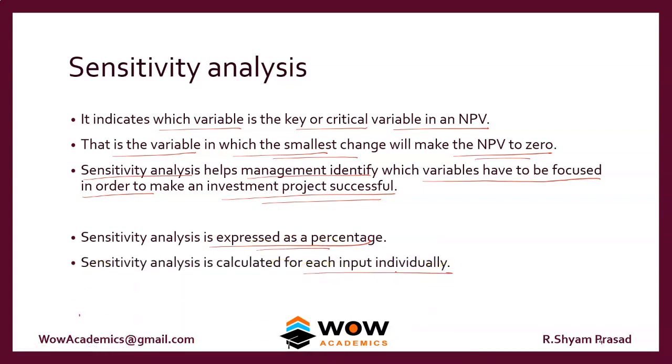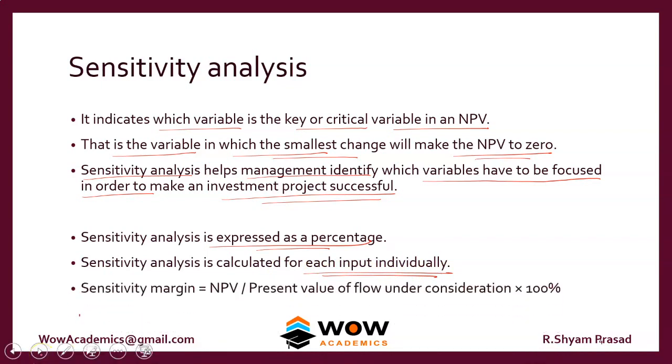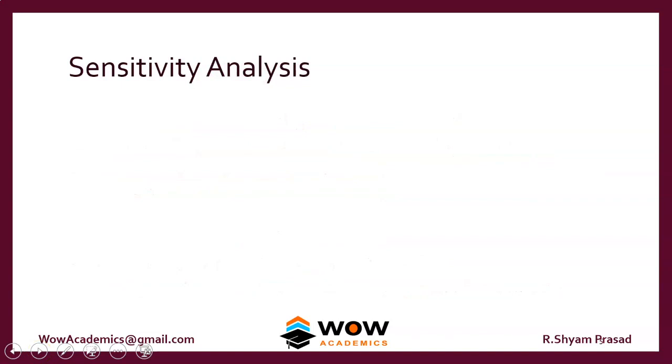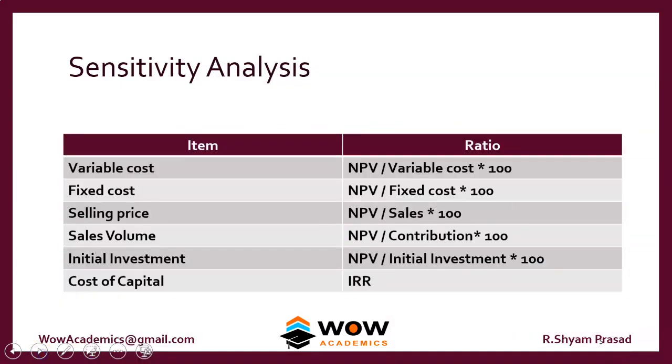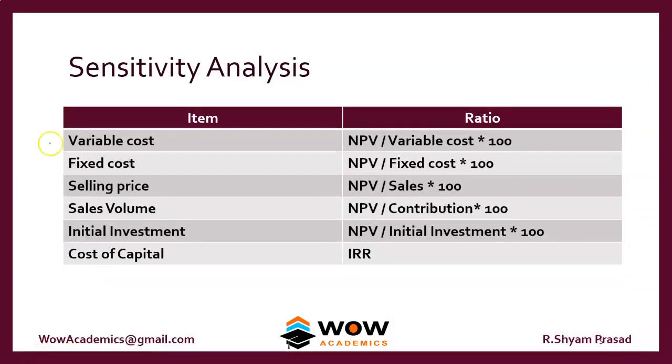Sensitivity is calculated for each input individually. The sensitivity formula works like this: NPV divided by the present value of the cash flow under consideration, into 100. Okay, it's not about percentage, into 100. So these are the important points for sensitivity analysis. Sensitivity can be calculated for each of these items on an individual basis.